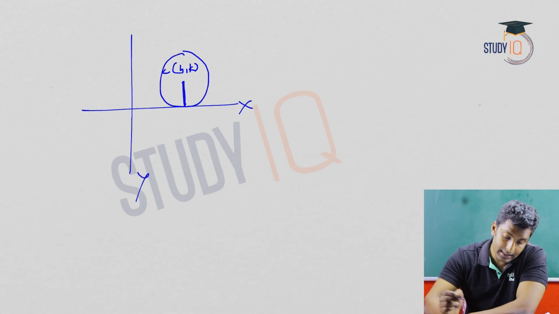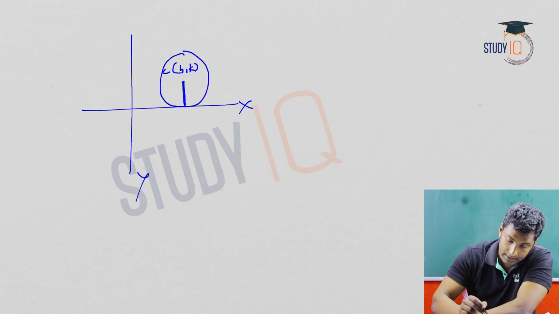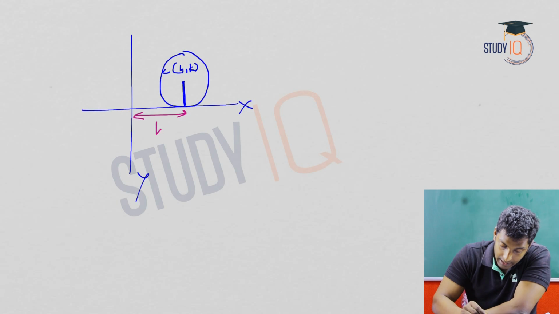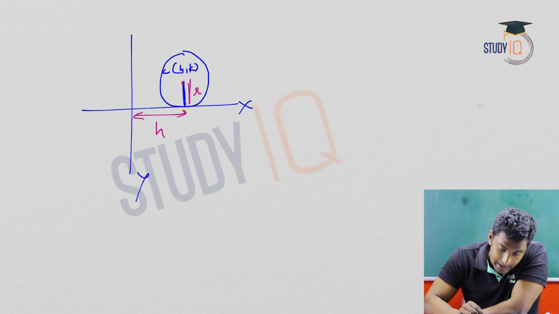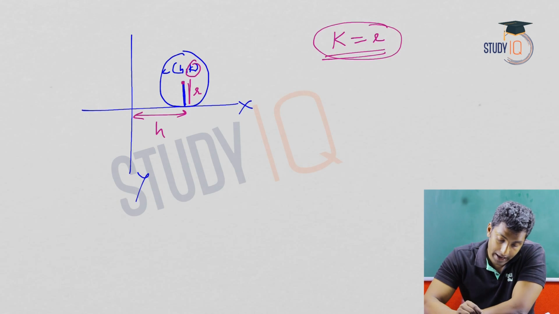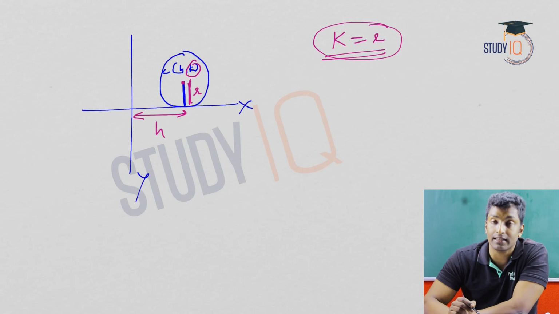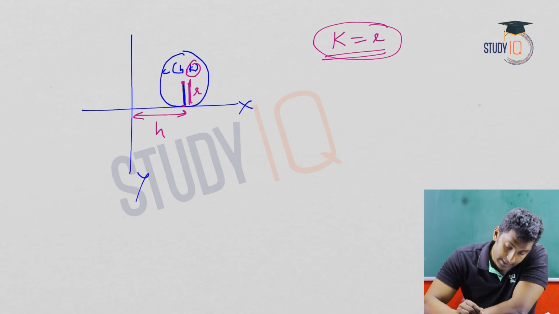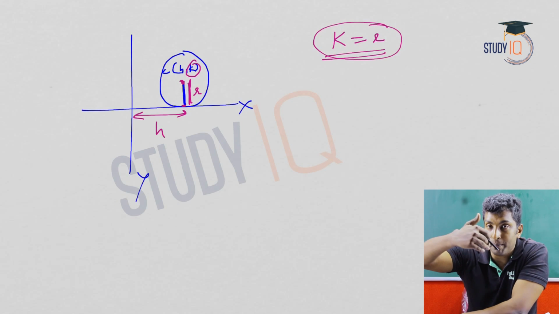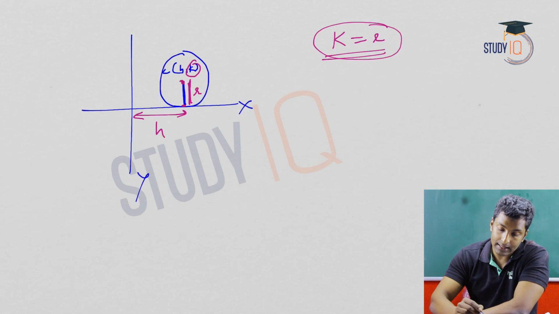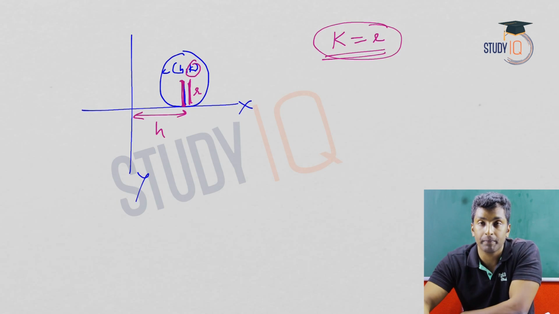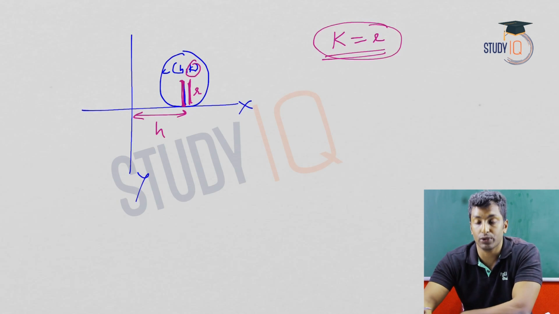Now, if the x-axis is a tangent, can you tell me what this distance is? This distance is clearly h. And what is this distance? This distance is clearly your radius, because this is your center. So k is equal to r here, right? Why is k equal to r? Because you can see this distance is nothing but your radius. This is the circle touching the x-axis, and this is the center. So from the center to the x-axis, the distance is actually your radius only, and that is your y coordinate, right? That is your k. So k equal to r.